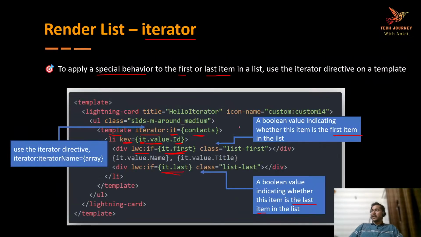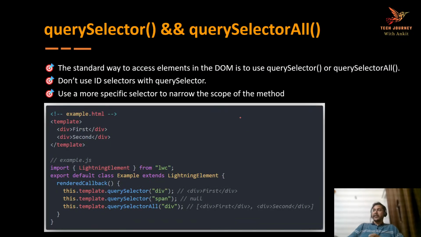Okay, let's move toward the next point, that is the query selector. Now, what is query selector? Query selector is used whenever you have to access elements from the DOM. We already discussed the query selector in our JavaScript session as well. So whenever you have to access any element from the DOM, you use the query selector. And whenever you have to access more than one element from the DOM, you use the query selector all. It is the standard way to access elements from the DOM.